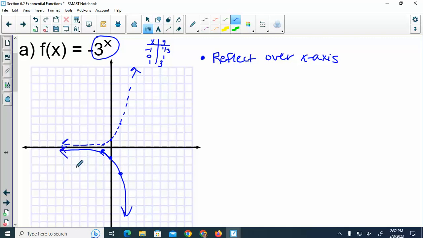Does my asymptote move when I do that? No. So we still have the same asymptote. It did switch my domain and range. Well, my domain didn't change, did it? That's always negative infinity to infinity. What's the range this time? Negative infinity to 0 because it was below the axis. Go ahead, let me catch up. Okay, sorry.